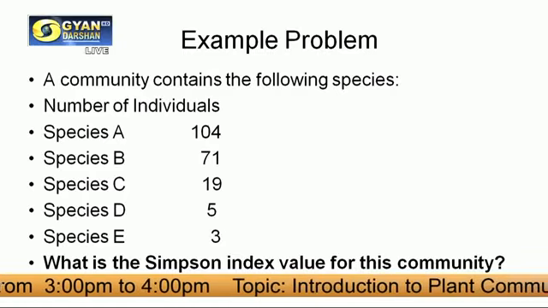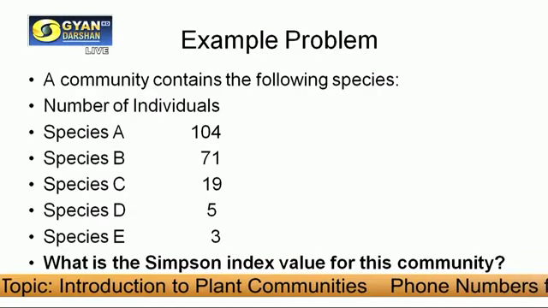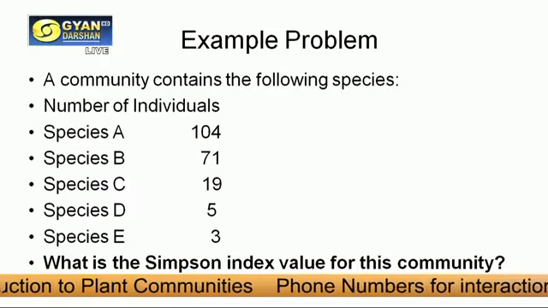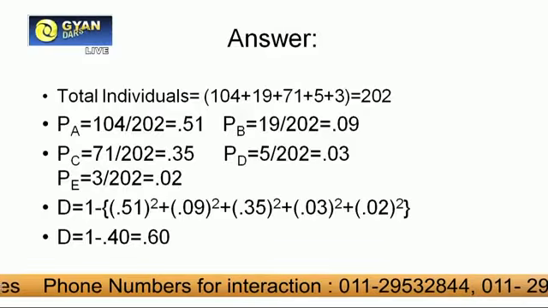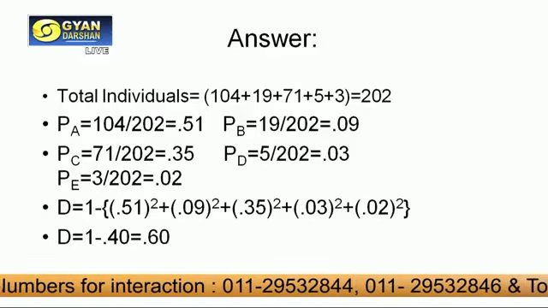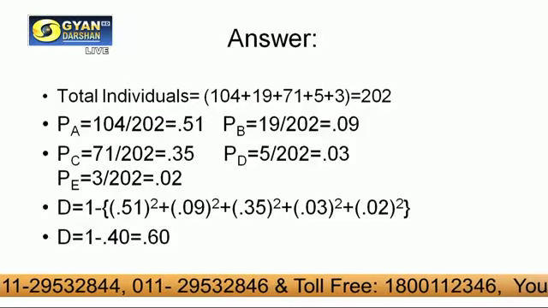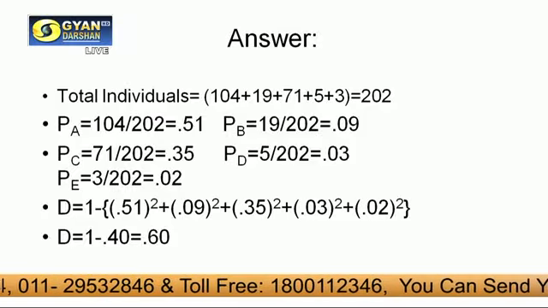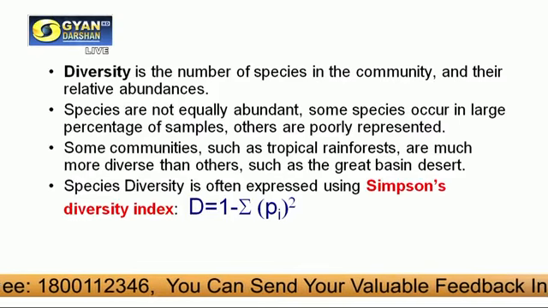Now I ask you, what is the Simpson index value for this community, based on which you can calculate the species diversity. Straight away you put this formula. You take the summation of the individual species, which comes to be 202. Then you calculate P. So this formula, once again you look at this formula, that is P squared.